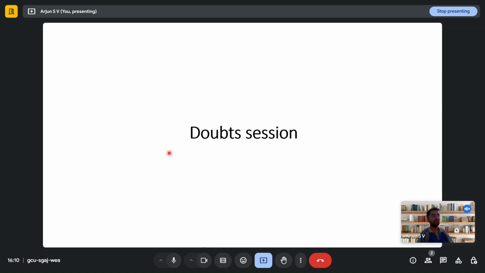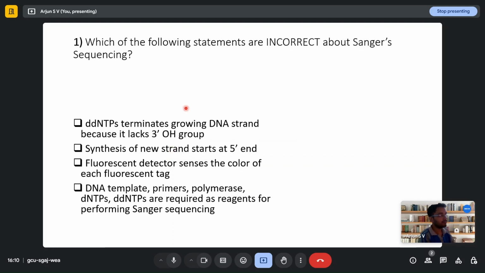Okay, so we will move on to discussing the questions and answers for the assignment for the week 3 session. Question number one. Which of the following statements are incorrect about Sanger sequencing? So they are given four options and we have to choose which one of these is incorrect.